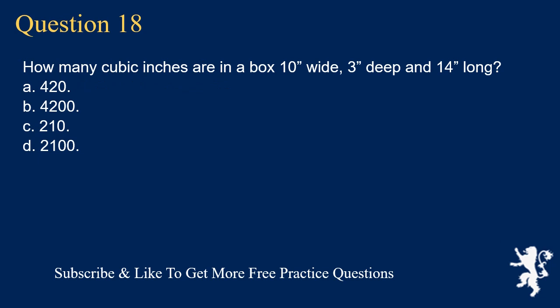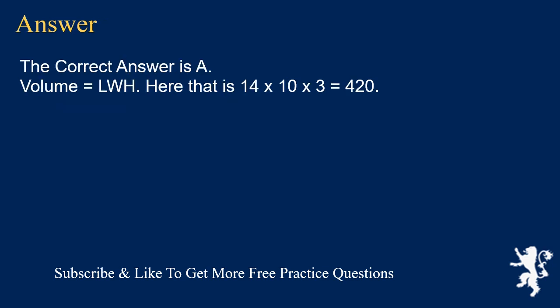Question 18. How many cubic inches are in a box 10 wide, 3 deep and 14 long? A. 420. B. 4200. C. 210. D. 2100. The correct answer is A. Volume equals L times W times H. Here that is 14 by 10 by 3 equals 420.